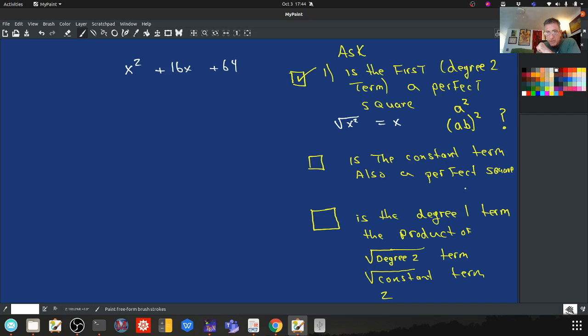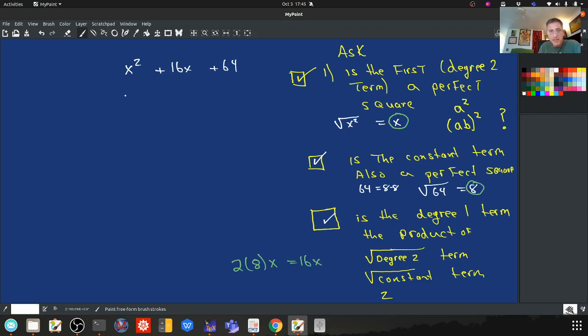Is the constant term also a perfect square? Yes, because 64 is equal to 8 times 8, or in other words, the square root of 64 is equal to 8. So now, my last question: if I look at these two things that I've extracted, my x and my 8, is the middle term equal to 2 times 8 times x? And that's equal to 16x, and it is. So I've got check marks in all three of these.